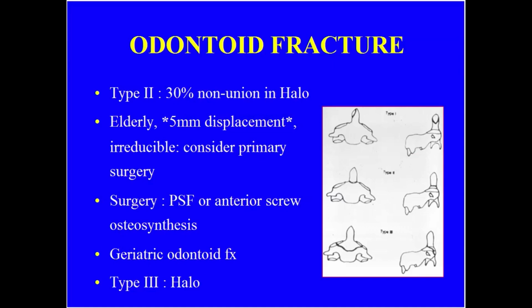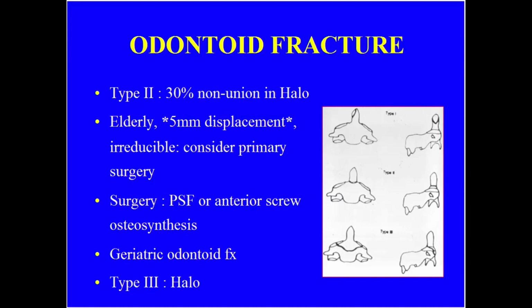So these are patients in general that you either want to treat in a collar and hope for the best, or consider anterior screw osteosynthesis, or consider a C1, C2 fixation. And when you're 80 years old, although you don't want to lose your motion, it's not quite the same consideration as somebody who's 25 years old in terms of loss of motion. But I would be very reluctant to put an elderly patient in a halo for an odontoid fracture, particularly since many times it's a non-union.